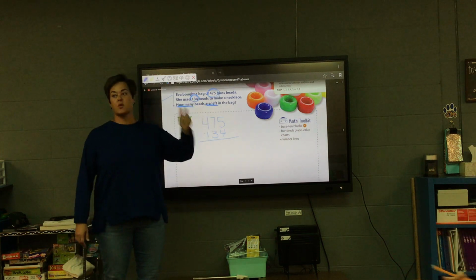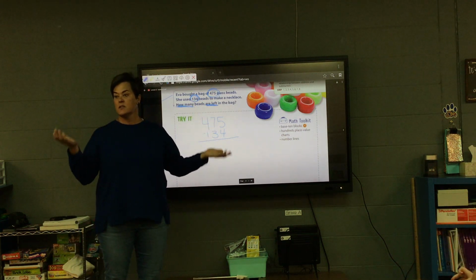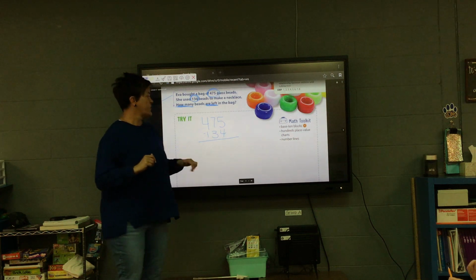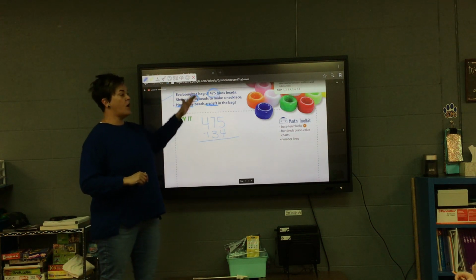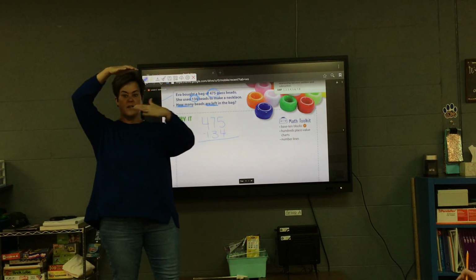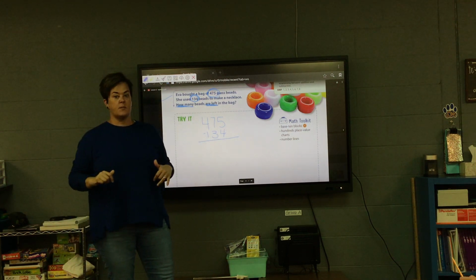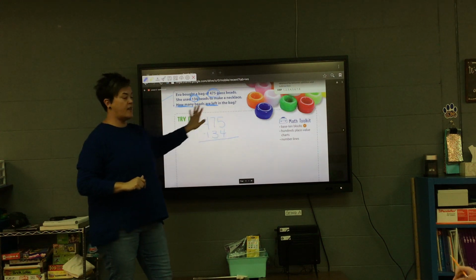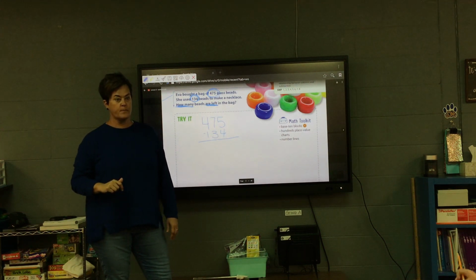Okay, so we had talked about the important information, and we had said that them asking how many are left told us we needed to subtract, right? And then we talked about how we always have to have a larger number above the smaller number to be able to subtract it. And this is standard algorithm right here.